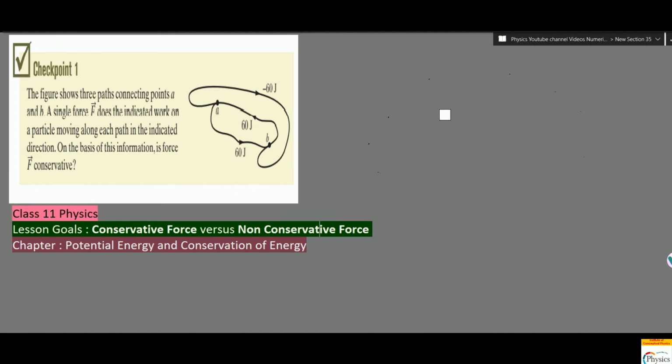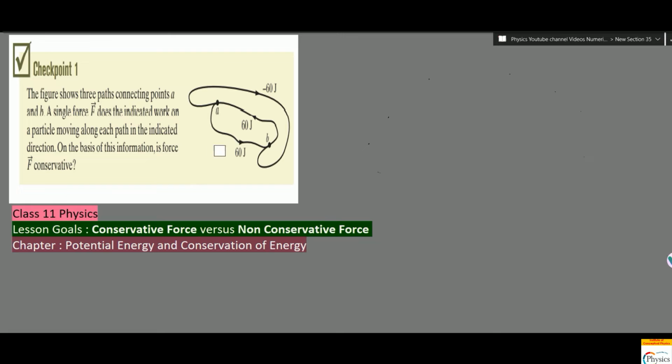Good morning, students. Today's topic is potential energy and conservation of energy. It's a basic concept that every student must know. The lesson goal today, and the concept I was referring to, is conservative force versus non-conservative force.